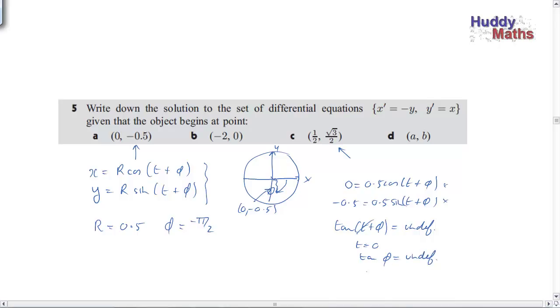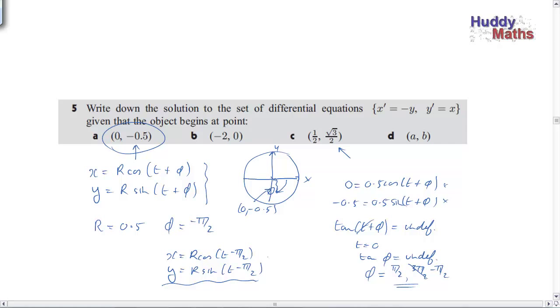Okay, so what would the angle be? The angle would be, well, you could say pi on 2, 3 pi on 2, or you could call that negative pi on 2 as I have there. So you can check back with the starting point. So the solution set here is x equals r cos(t take pi on 2), y equals r sin(t take pi on 2). So there's a unique solution for that case there.